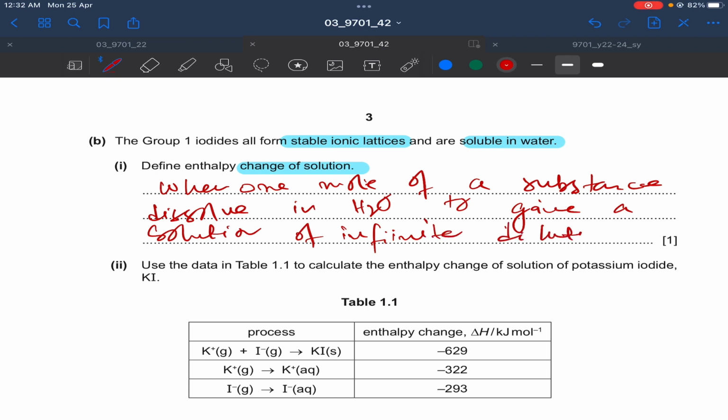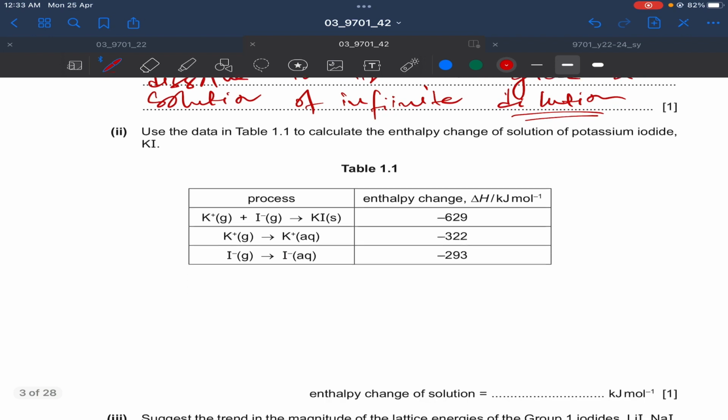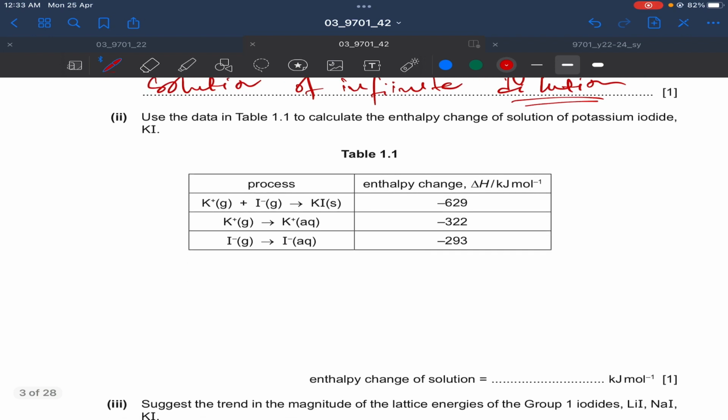Right? So this is the enthalpy change of solution. For example, NaCl solid when dissolved in water gives NaCl aqueous. So 1 mole of NaCl solid dissolves in water to give an infinitely dilute solution. So the energy change which occurs, that is known as delta H solution. All right. The next part of the question is: use the data in table 1.1 to calculate the enthalpy change of solution of potassium iodide.